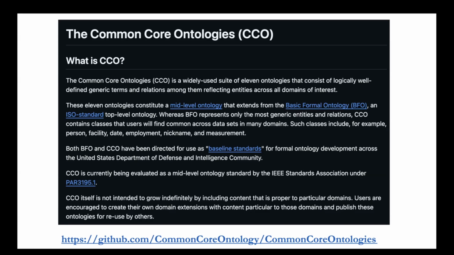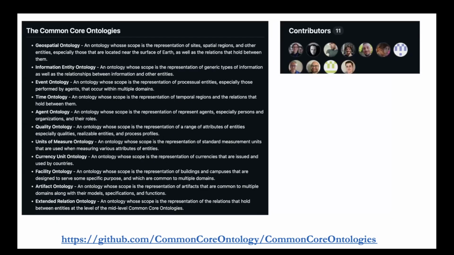Now, here's the link to the GitHub repository, which is what we'll be talking about today. I said 11 ontologies. Here they are. We'll get more familiar with them later. I'm just giving you a lay of the land, but we cover things like geospatial, ontological representations, information, time, agents, qualities, units of measurement, currencies, facilities, artifacts, and then various object properties that you might have among these things, or data type properties too.